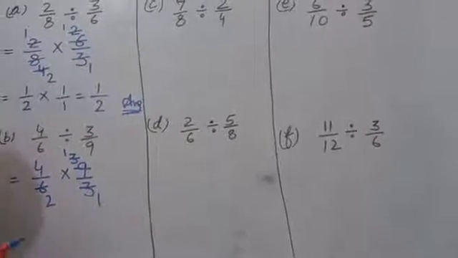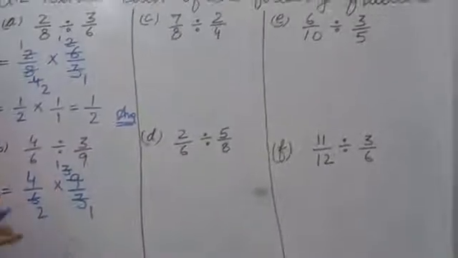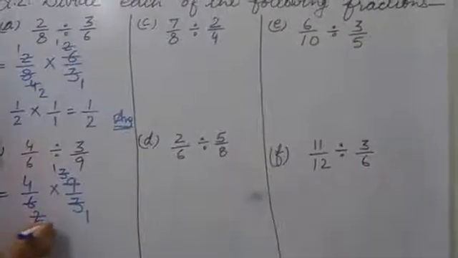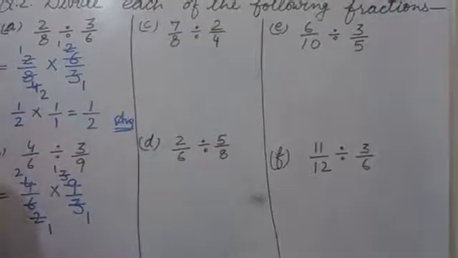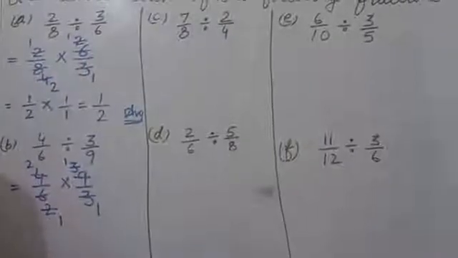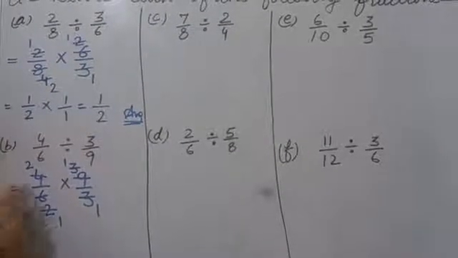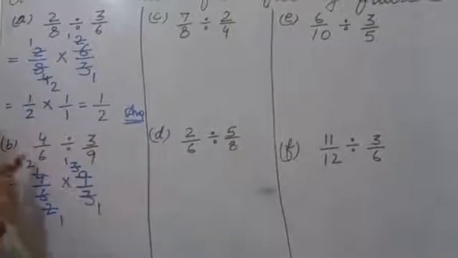Now from here we can see that 4 and 2 both are coming in 2 table. That means we can divide by 2. So 2 ones are 2 and 2 twos are 4. Cancel means we have to divide by the same number. Numerator and denominator divide by the same number. So these both are coming in 2 tables. So we divide by 2 and we write the quotient here.